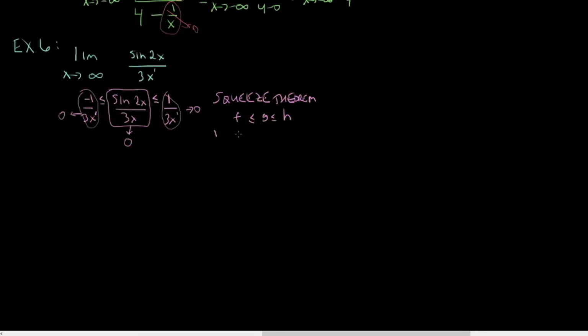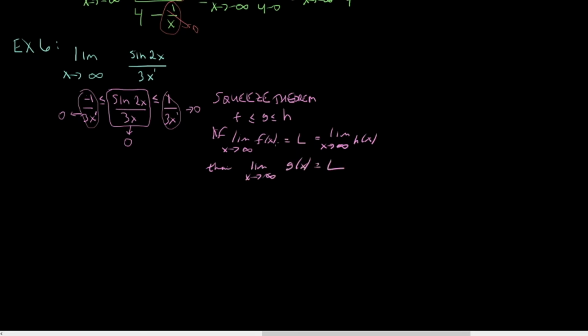I'm going to run out of space here, so let me move this down a little. If you have the limit as x approaches c, although c could be infinity here, so let's use infinity, of f of x, and this is some value L, and that happens to be the same as the limit as x goes to infinity of h of x, then, because g is in between, that guarantees that the limit as x goes to infinity of g of x also has to be L.